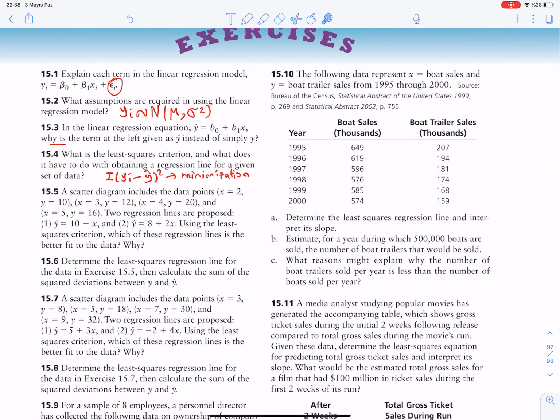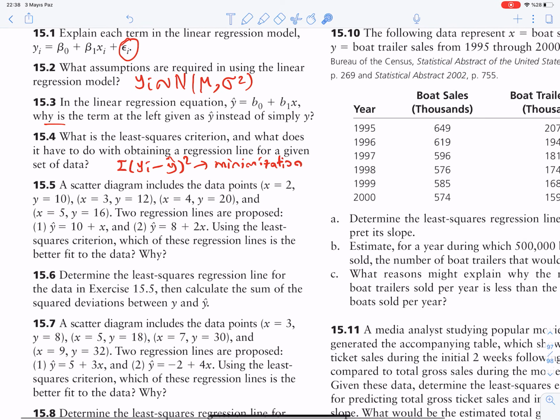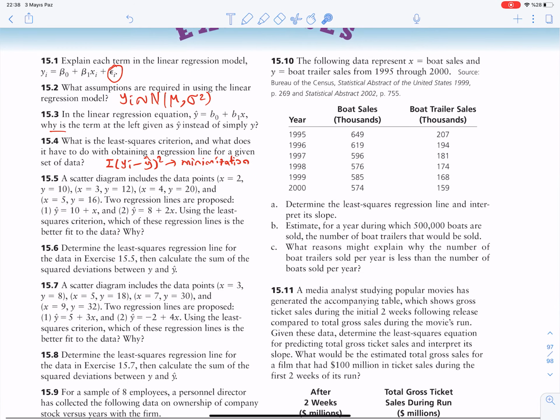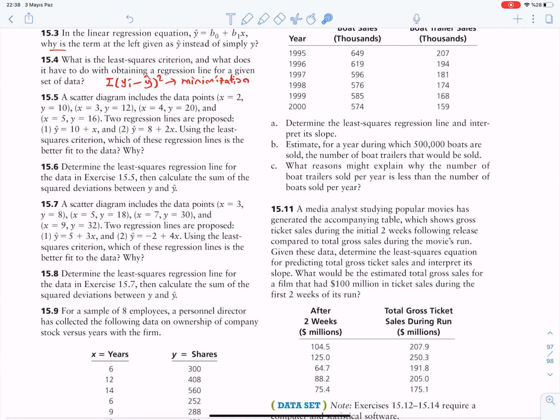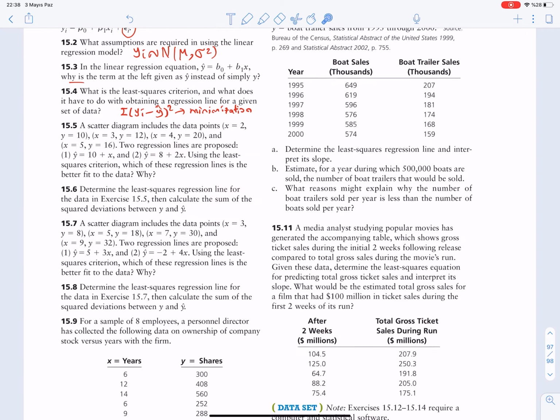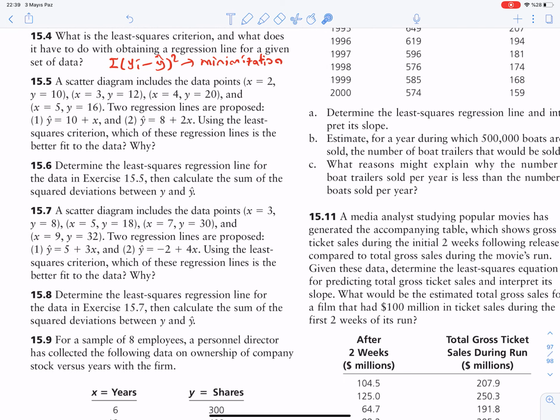To do that, I need to use some space somewhere here. I'm going to try to use this space economically.